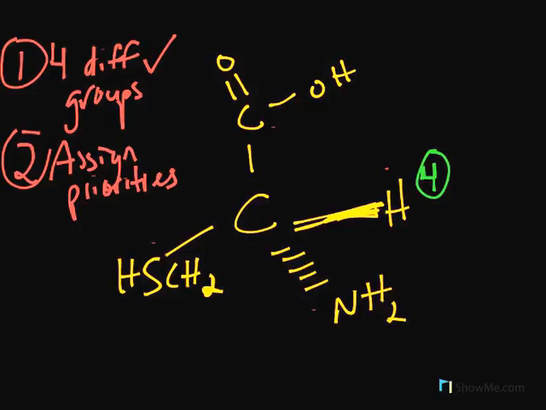All right. So how do I assign the first priority? I'm going to take you through that. Like I mentioned before, we're going to start with our highest atomic number. So we're going to look at this carbon here, and what is it attached to? This carbon is attached to this carboxylic acid right there. It's also attached to this amine group, this NH2. And then it's attached to this sulfide group right there.